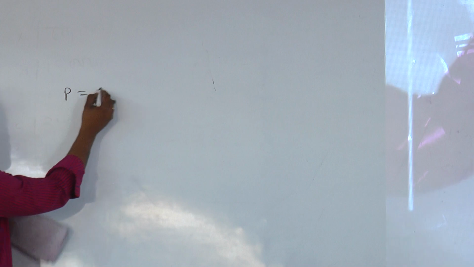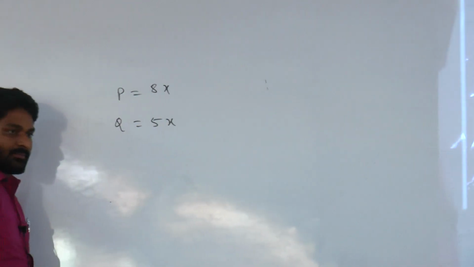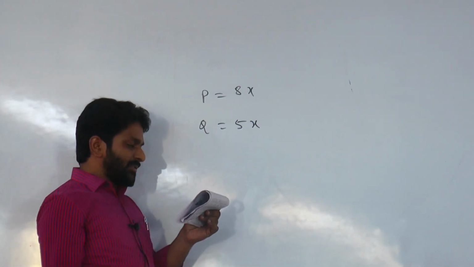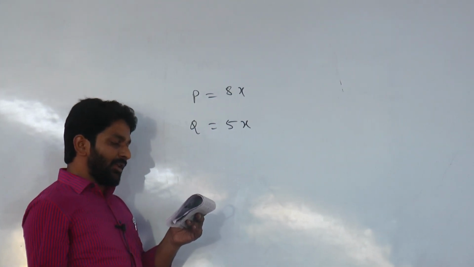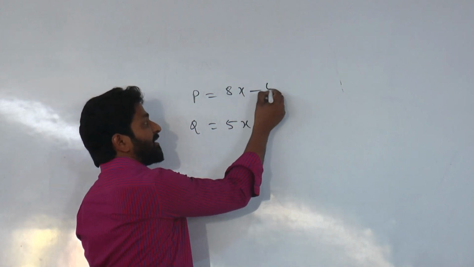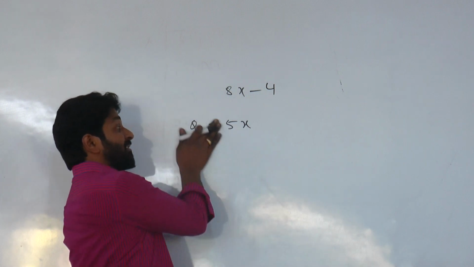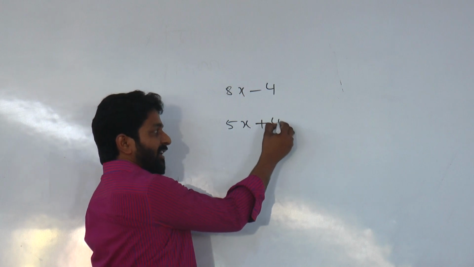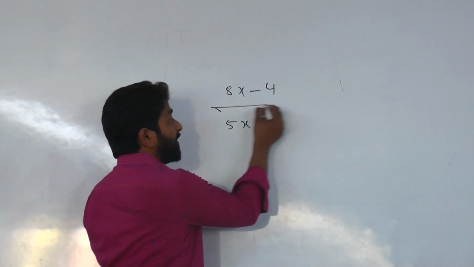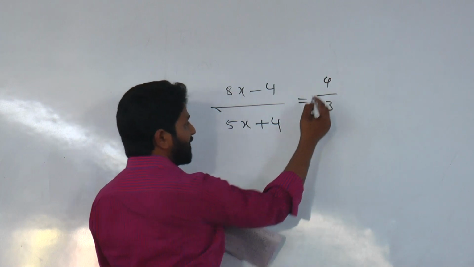Let the ages of P and Q be 8x and 5x. P's age is 8x, Q's age is 5x. P's age 4 years ago becomes 8x minus 4. And Q's age 4 years hence: Q's age is 5x, after 4 years that will be 5x plus 4. The ratio between these two numbers is given as 4:3. Let it be 4/3.